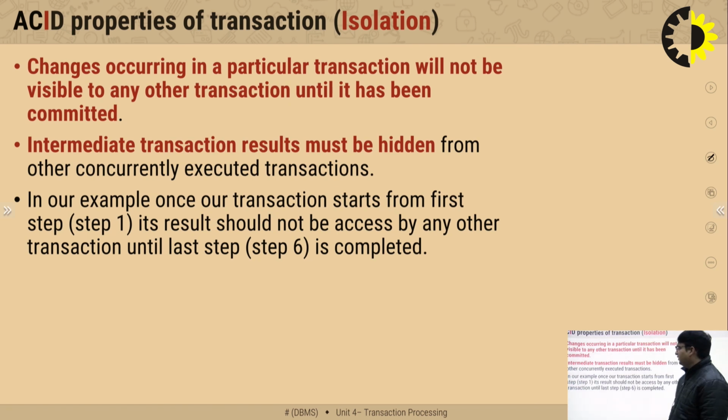For example, once our transaction starts from the first step, its result should not be accessible by other transactions until the last step, that is, the last step write B, is completed. When the last step completes, the final results, that is, the final values of A and B, should be visible to other transactions. It should not be visible to other transactions before that.